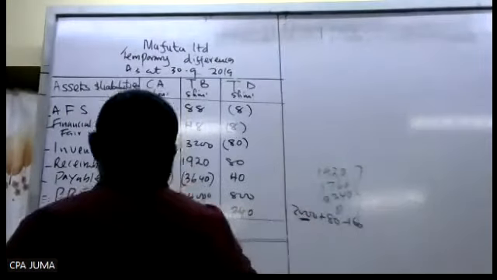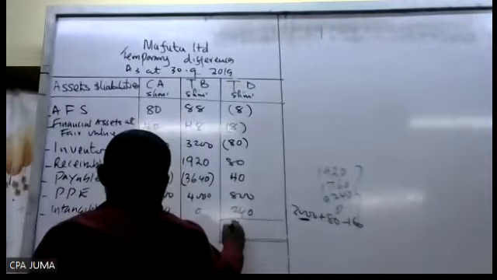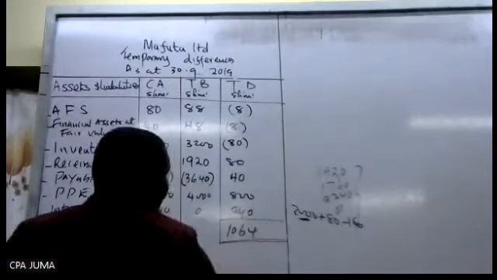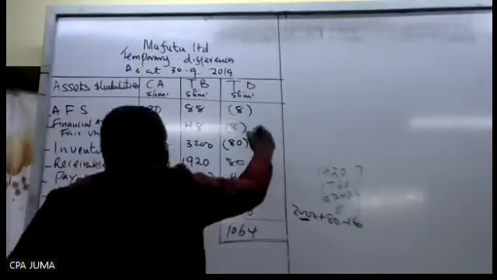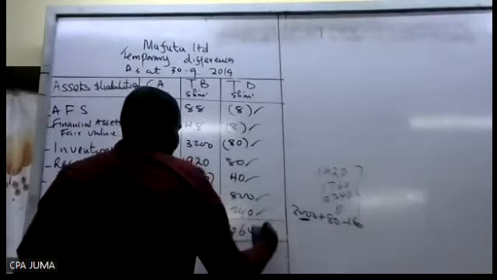How much is this? 1064. Yes. So how many marks? 8. So 8 is 1, 2, 3, 4, 5, 6, 7, 8.